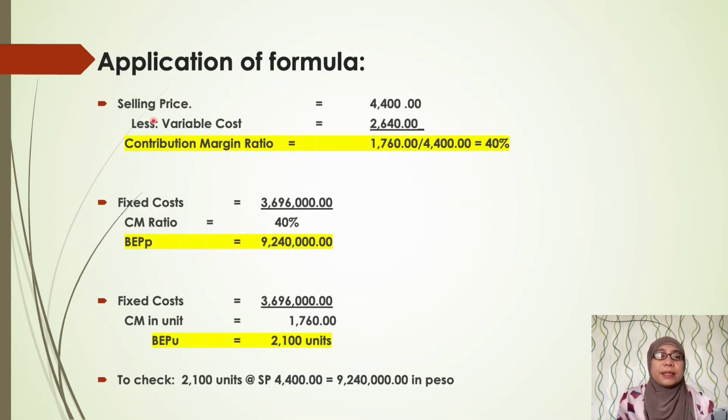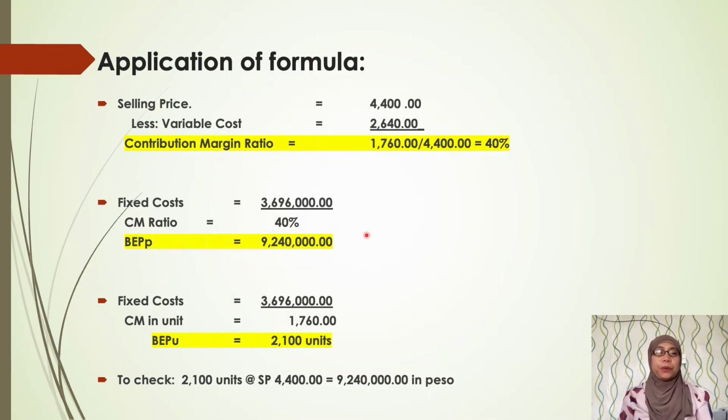For number 1, selling price is 4,400 less variable cost 2,640. So we will get the contribution margin per unit of 1,760. Since the question is asking for contribution margin ratio, we will divide this 1,760 by 4,400 selling price to get 40% as our contribution margin ratio. So this is the answer for number 1.